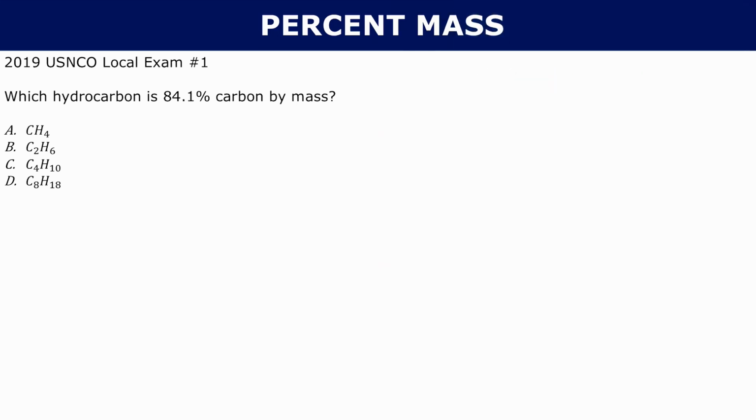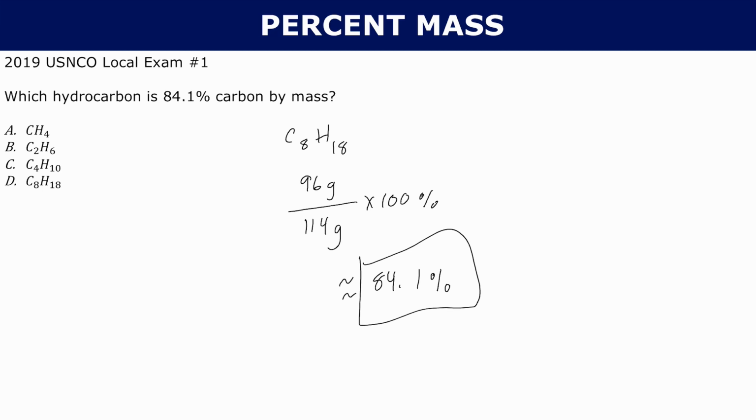So D is C8H18. If you have a mole, carbon is going to take up 96 grams over the molar mass, which is 114 grams, times 100%, and that's right about 84.1%. So there you go. Your answer is D. And that is the correct answer.